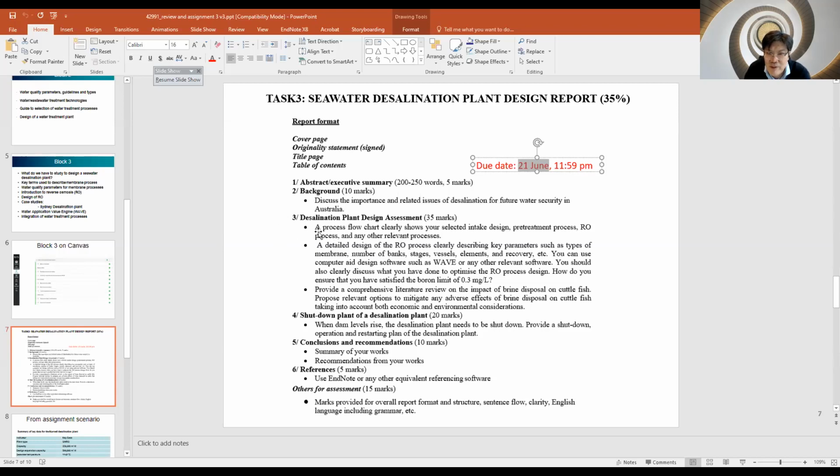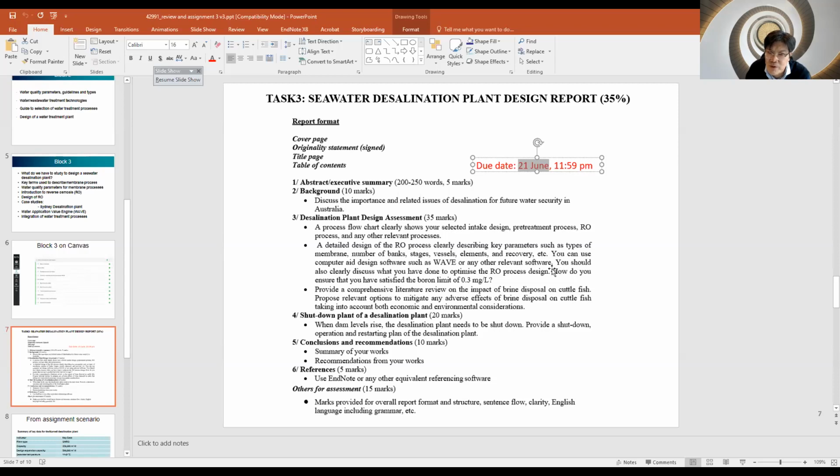Briefly mention your process flow diagram using the RO process, pre-treatment and post-treatment, and the detailed design of the RO process. You can utilize the WAVE software to design how many banks, stages, vessels, elements, the recovery, and the membrane. So you can utilize this software.